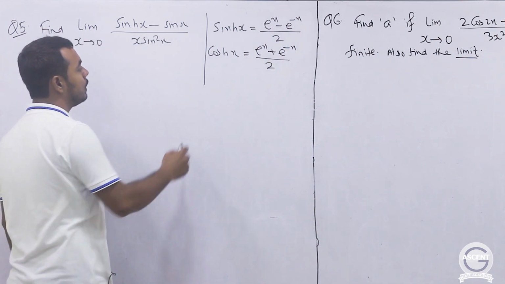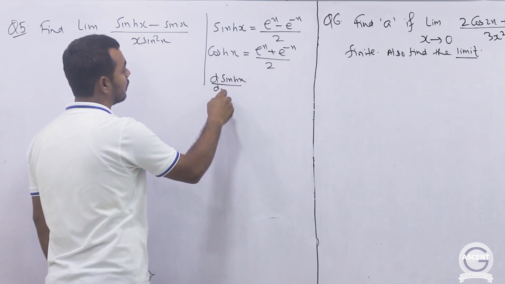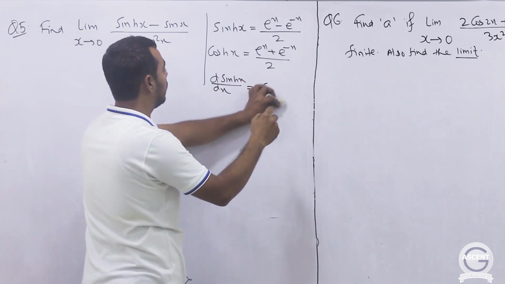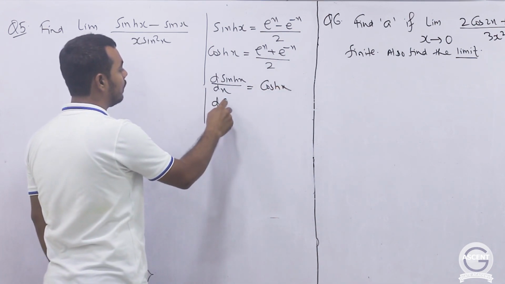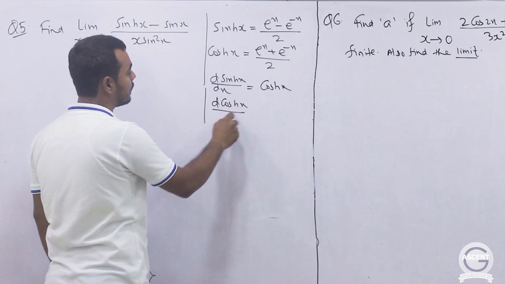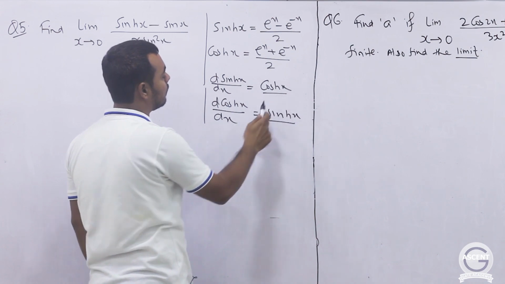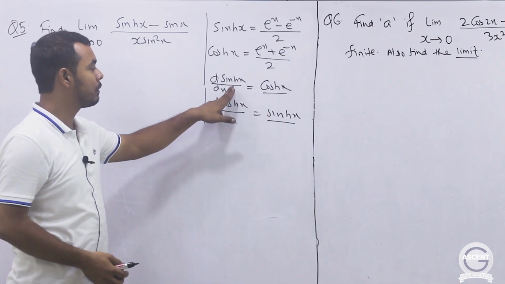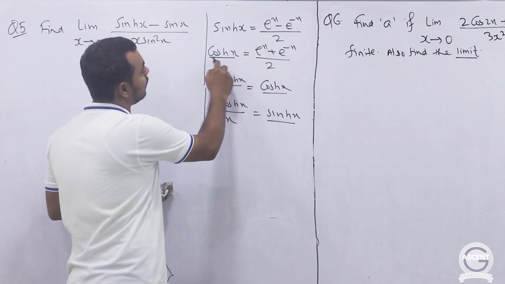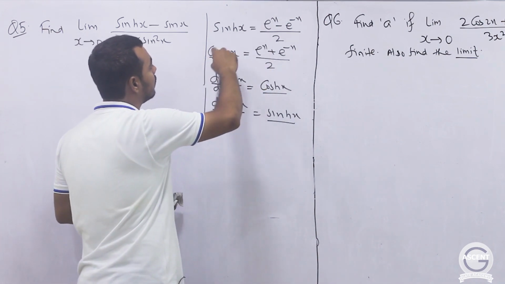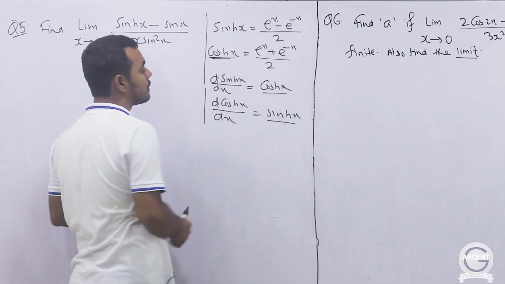One more thing that you need to know here is that the derivative of hyperbolic sin x is hyperbolic cosine x, and the derivative of hyperbolic cosine x is hyperbolic sin x. Remember that here we don't get a minus sign. If you differentiate hyperbolic sine, then you can easily see that you will get the first function, e to the power x. If you differentiate this one, then you will get a minus sign here.